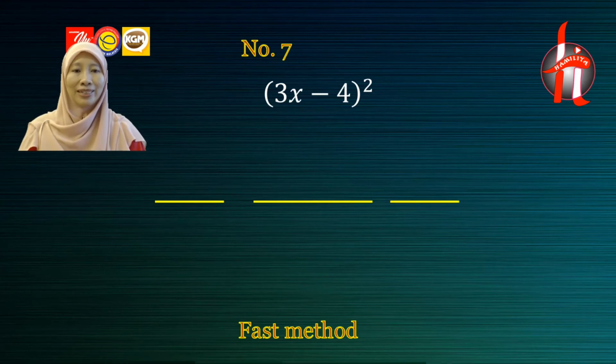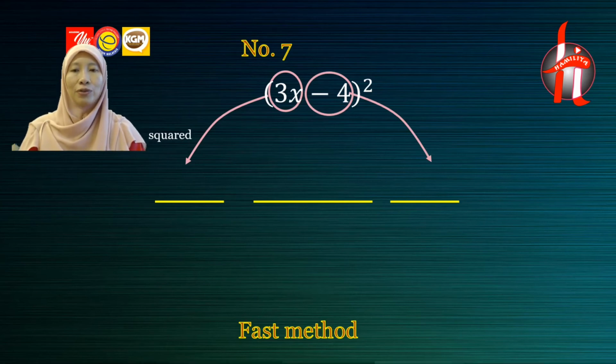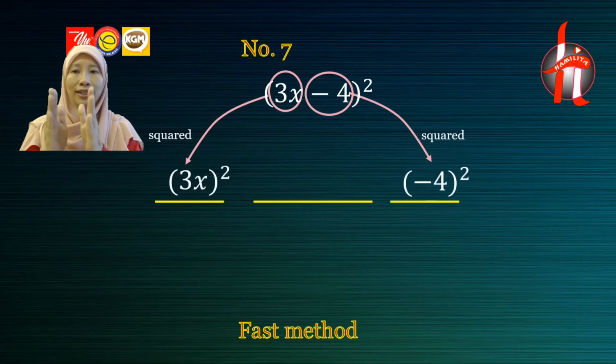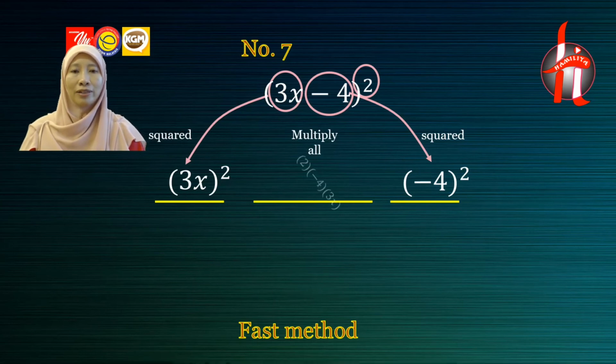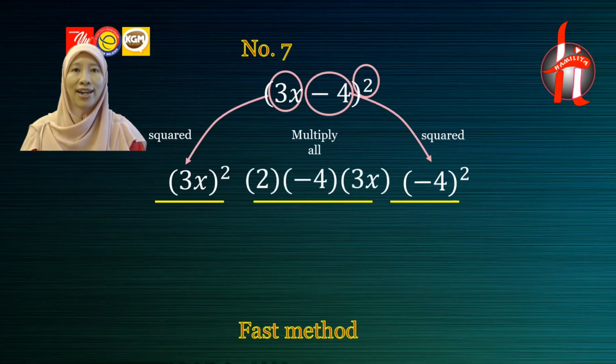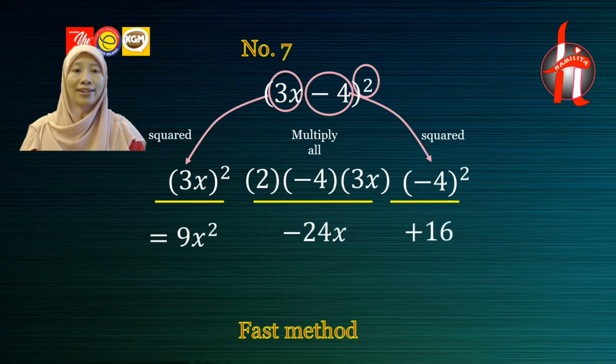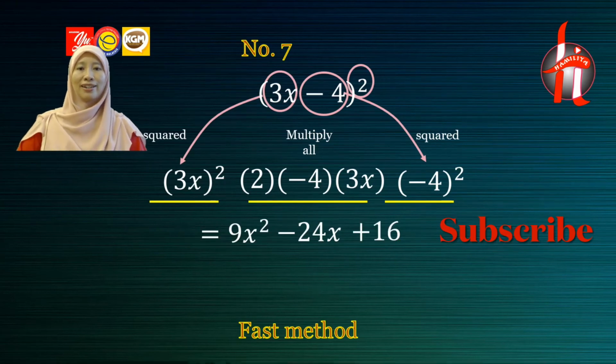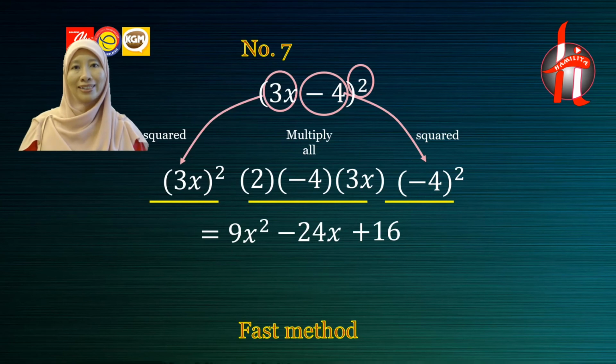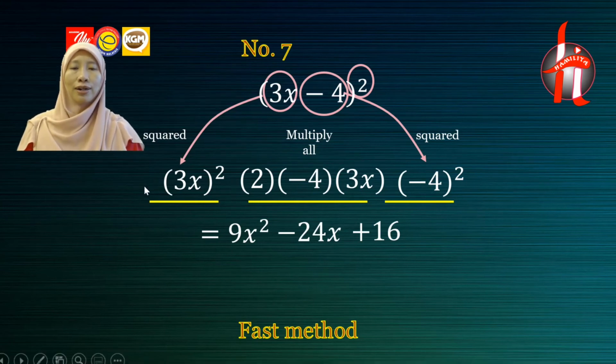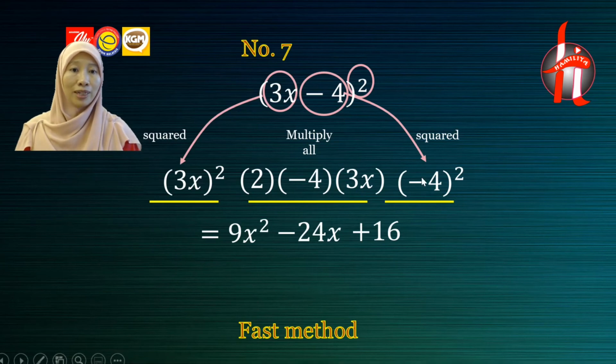So we make 3 spaces, and then we square left and right. For both ends, we square both ends. It becomes 3x squared and negative 4 squared. And in the middle, we multiply all. It becomes 2 times negative 4 times 3x. So we get 9x squared minus 24x and plus 16. Finally, we get 9x squared minus 24x plus 16.